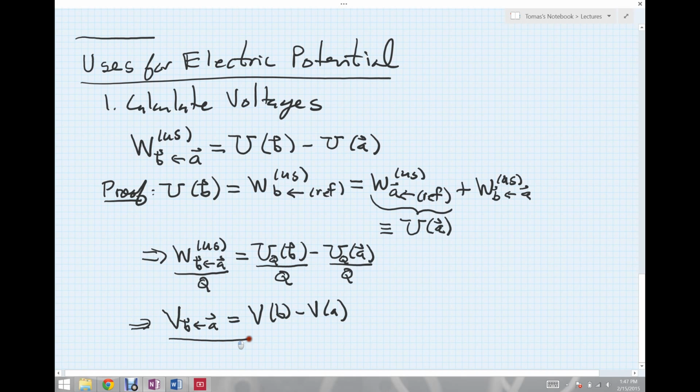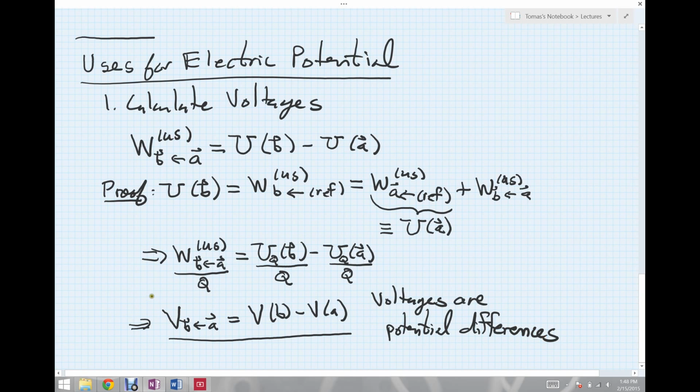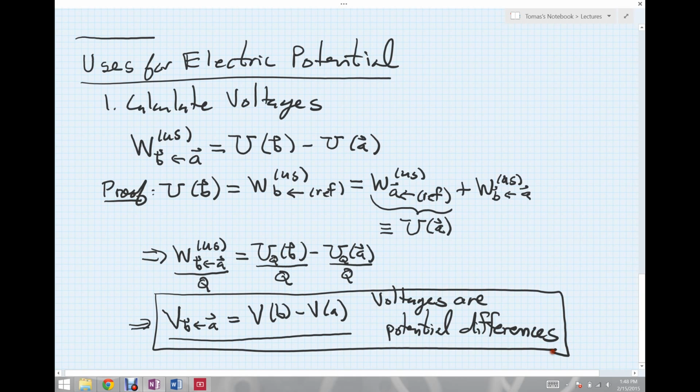So if I want to calculate a voltage, and I happen to have the electric potential, it's simple. The voltage between 2 points is just the difference in the electric potential at those points. That is why sometimes we say that voltages are potential differences. They are differences in potential. Okay, so that's our first use: we can quickly calculate voltages if we happen to have the potentials.